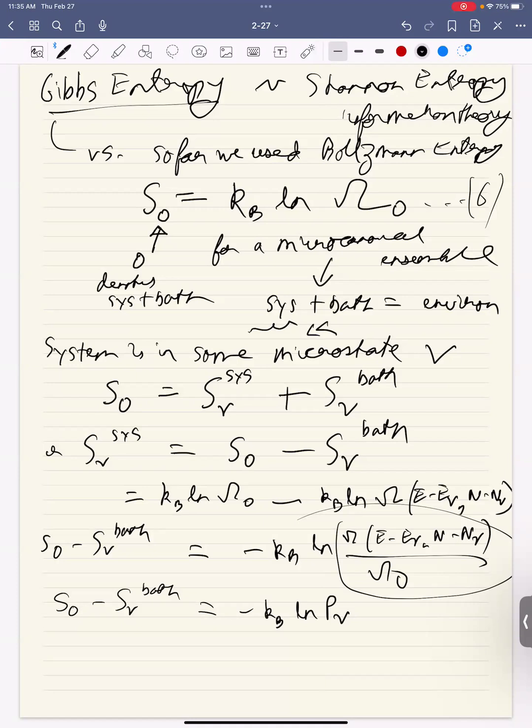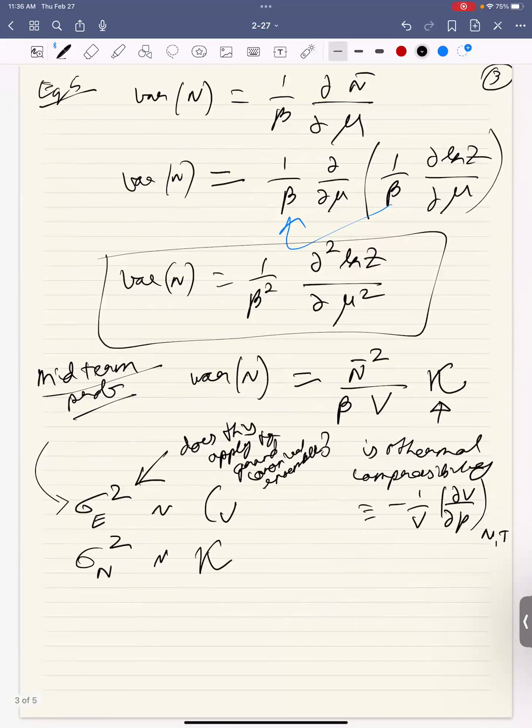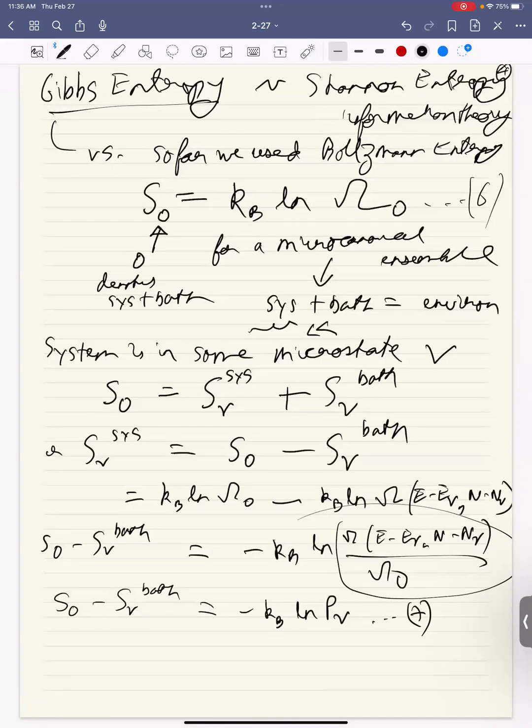Now we are going to do something interesting. This is S naught minus S nu bath, let's call this equation 7, for a given microstate. Now I ask you, well, I'm not interested in a given microstate. I am interested in, let me write down equation 7 on the next page again. I'll work from there, it's page number 4.